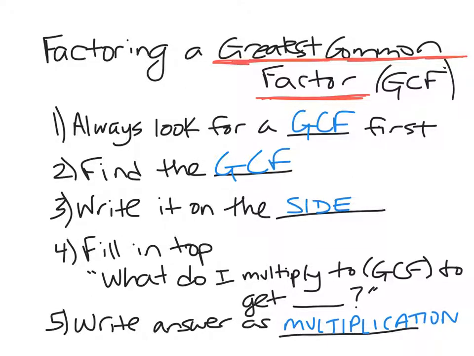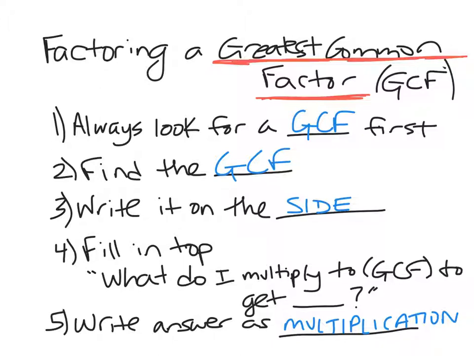The first method of factoring we're going to learn is how to factor out a greatest common factor, or a GCF. This is the most important type of factoring because it's what we're going to do in every single problem as the first step. We always want to look for a GCF first.